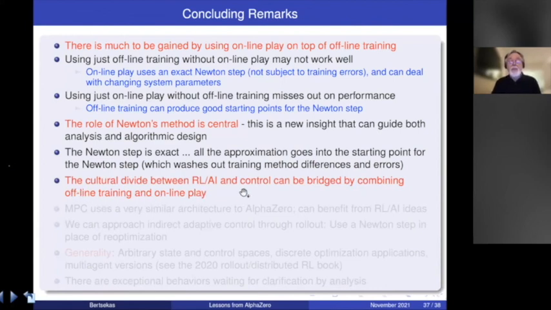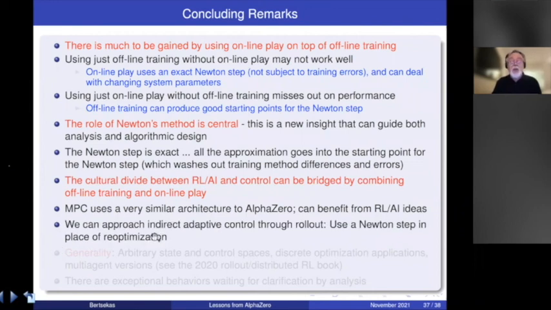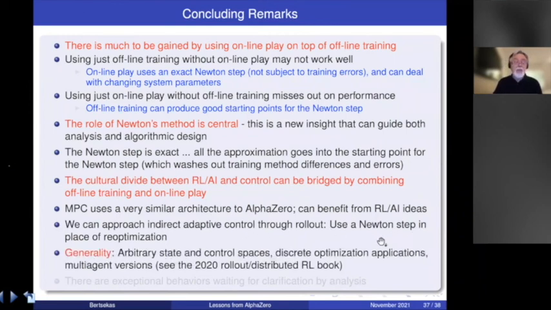Another point is that there's a cultural divide between reinforcement learning as practiced by the AI community and the control community. We are dealing with very similar problems using similar methods, and the cultural differences can be bridged by combining offline training and online play in the model of AlphaZero. MPC uses a very similar architecture to AlphaZero, but can benefit from RL and artificial intelligence ideas. And we can also approach indirect adaptive control through rollout using a Newton step in place of reoptimization.